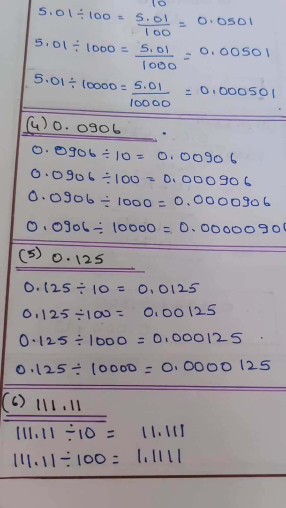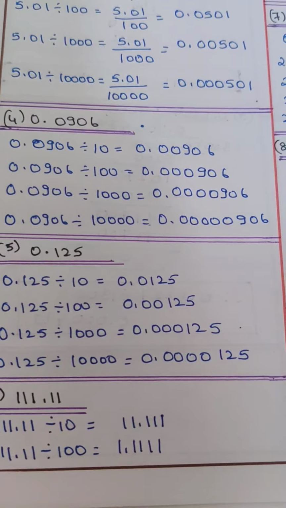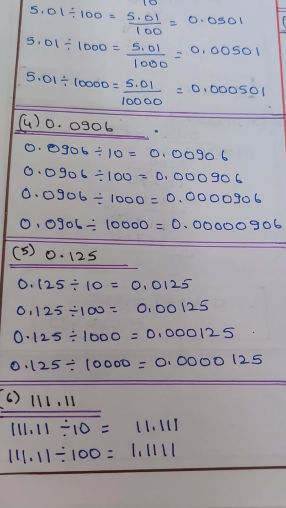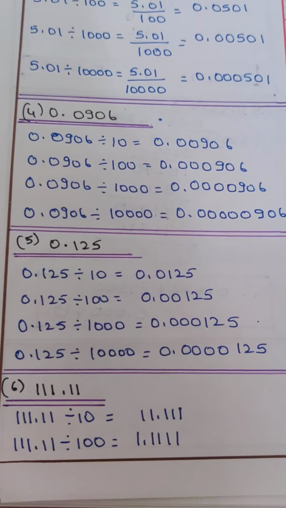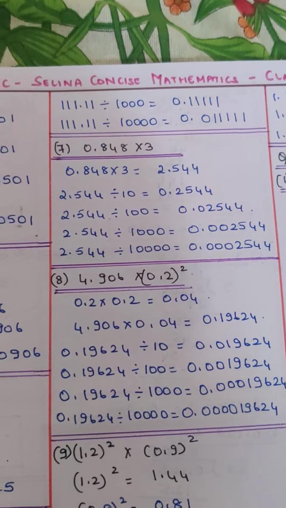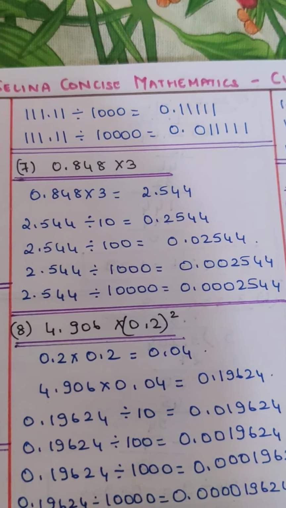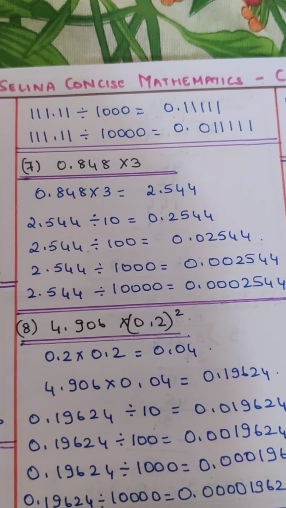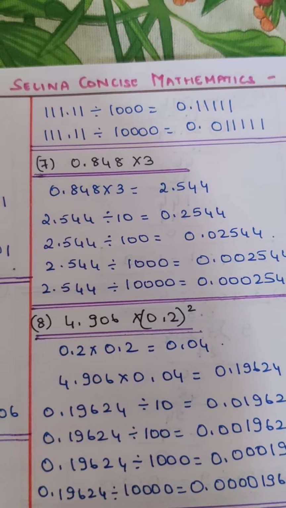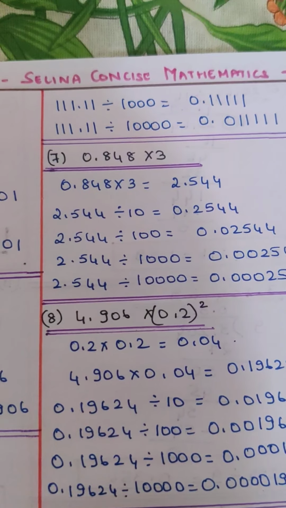Now 111.11. So 111.11 divided by 10 is equal to 11.111. 111.11 divided by 100 is equal to 1.1111. 111.11 divided by 1000 is equal to 0.11111. 111.11 divided by 10,000 is equal to 0.011111.